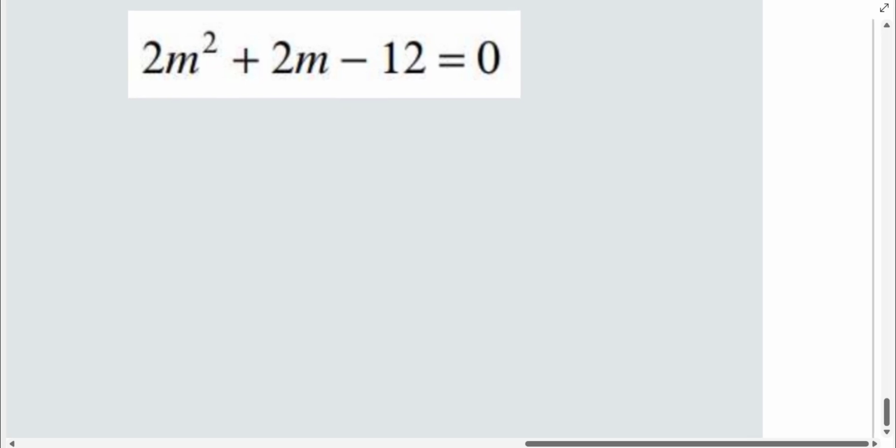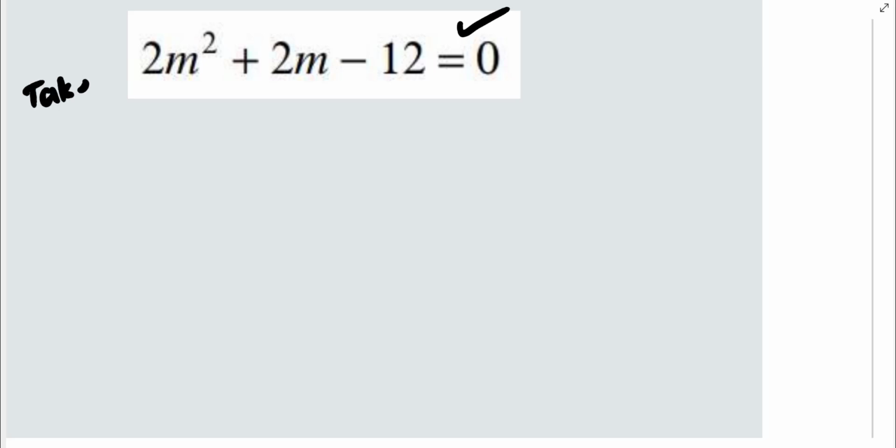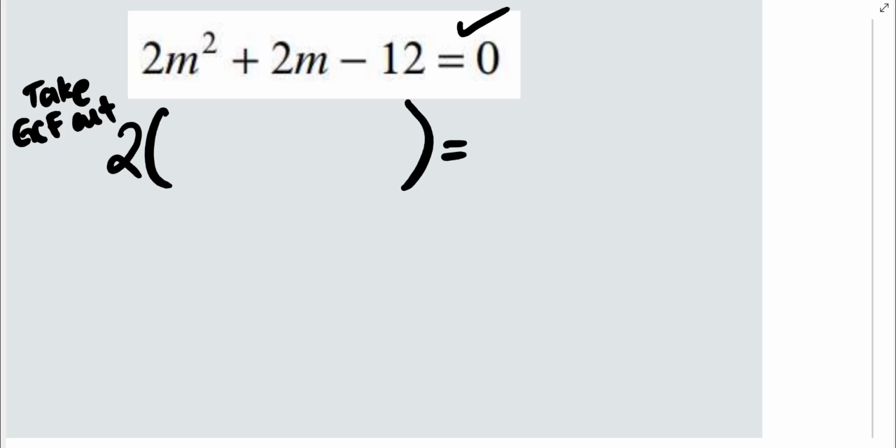It is the x method. So step 1 is make sure that it's equal to 0, and it is. Step 2 normally is A, B, and C, but unfortunately this problem has a GCF. So we need to take the GCF out. In this case, the greatest common factor would be 2. So we're going to take out a 2 and then find out what's left over of this quadratic. So basically you're going to divide out 2 from each group.